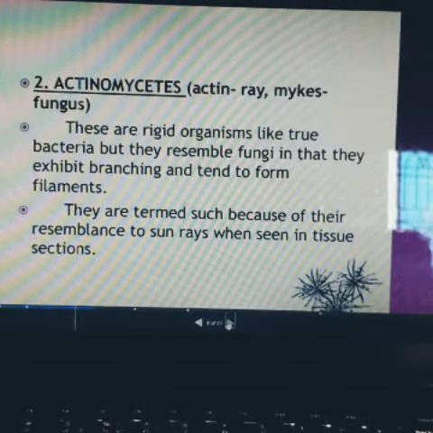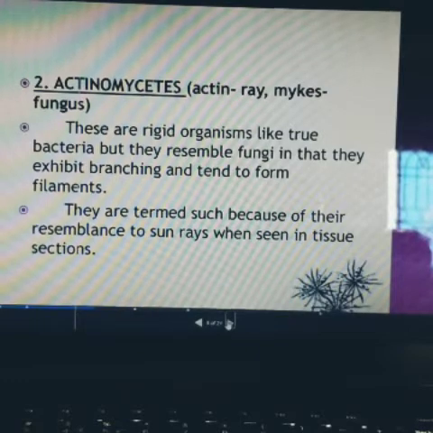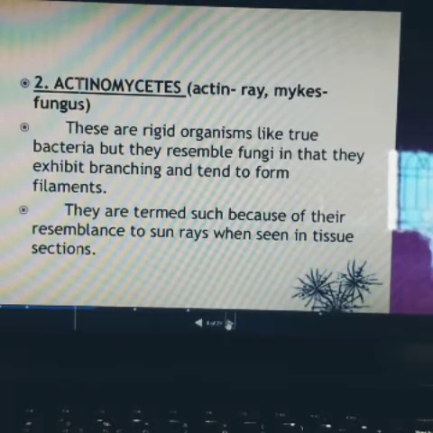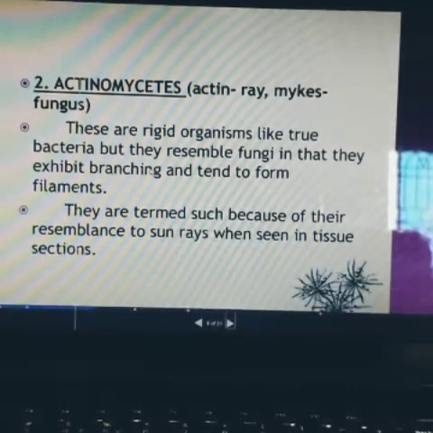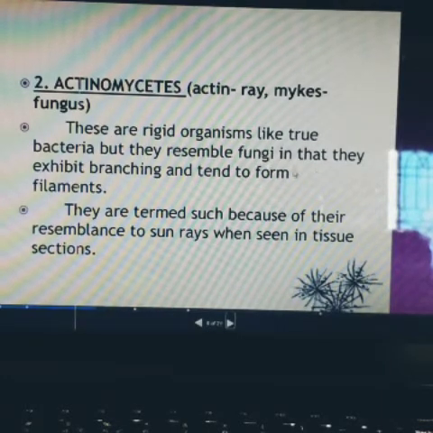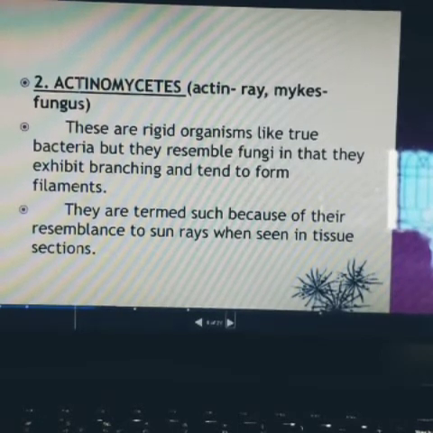Next one we are observing to this actinomycetes. Actin ray makes a figures. We are observing here the actinomycetes. These are rigid organism like a true bacteria, but they resemble fungi in they exhibit to the branches and tend to the form of the filaments.